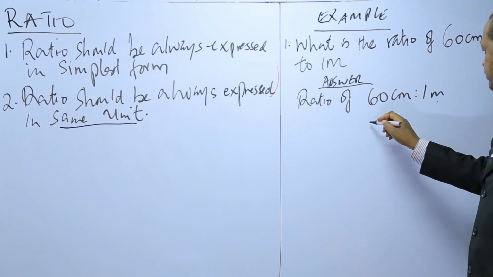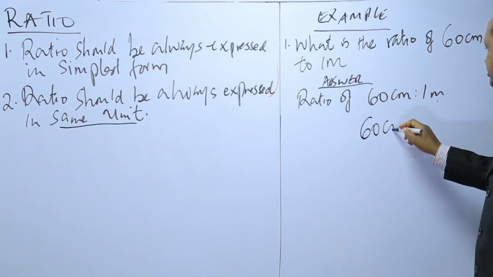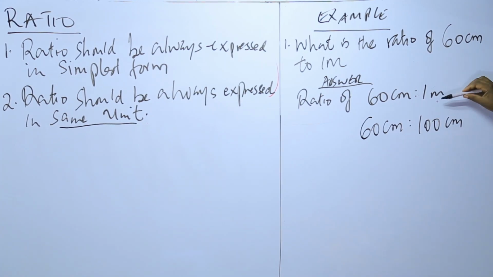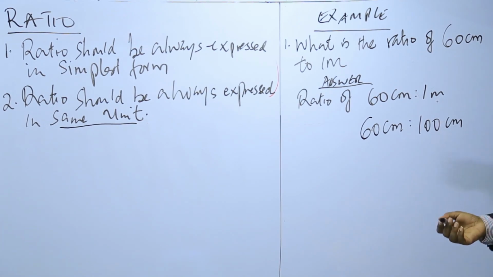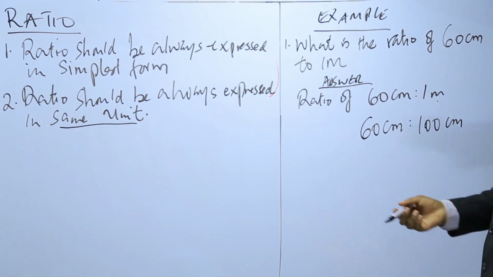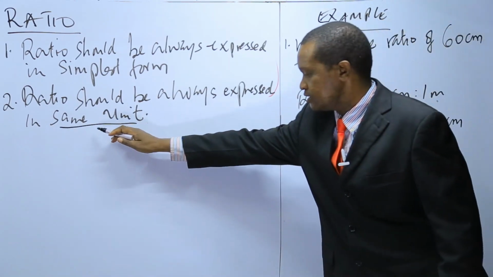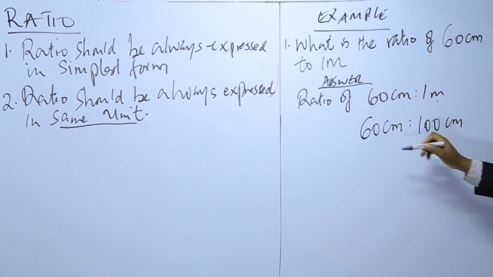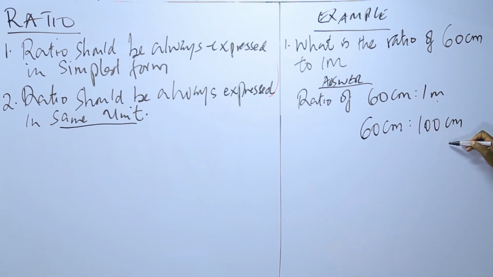In this case, we'll have 60 centimeters to 100 centimeters. We have converted the 1 meter into centimeters, and we all know that 100 centimeters equal 1 meter. So the second rule has been met: you express the ratio in the same unit. So these units are the same.